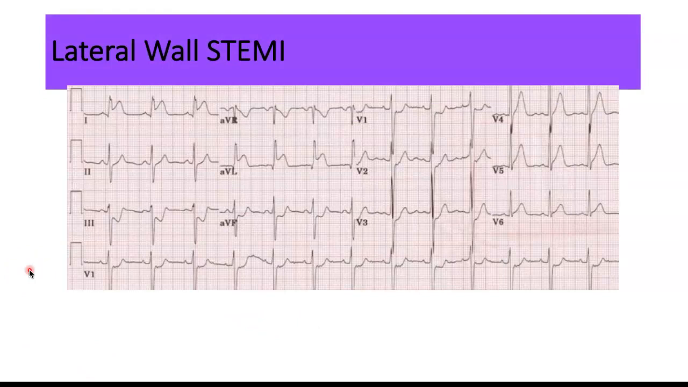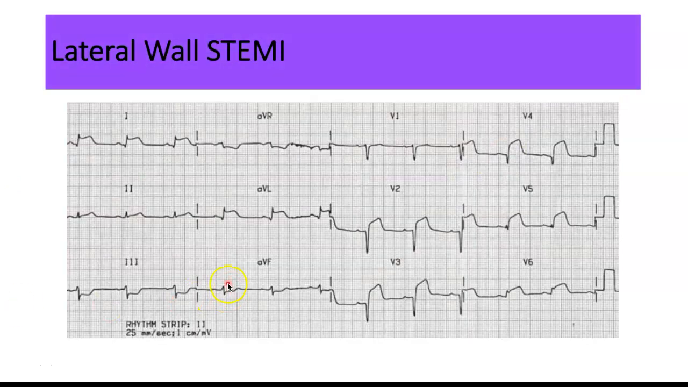Here's an example of a high lateral STEMI. In leads 1 and AVL, we see ST segment elevation. So here's the J point, here's the PQ segment, and we see more than 2 millimeters of elevation. We also see it here in AVL. And these aren't contiguous leads, but this would define a high lateral STEMI. We see isolated ST segment elevation there. We also can see hyperacute T waves in V4 and V5.